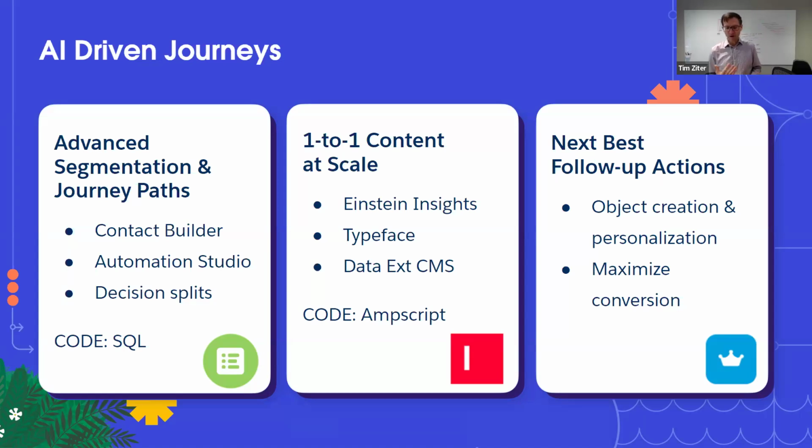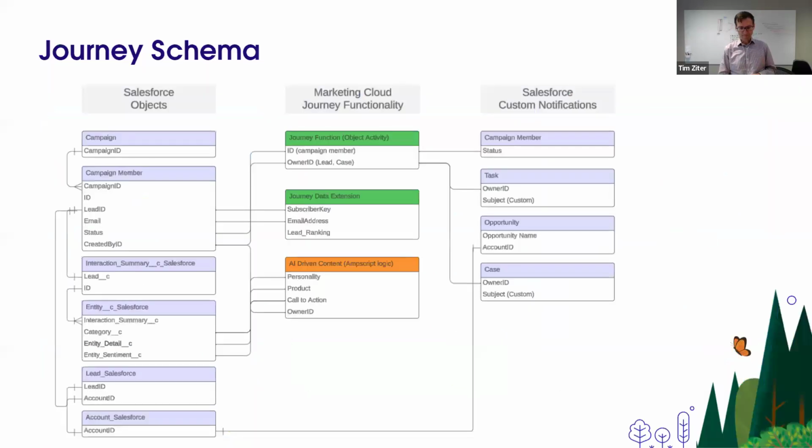And last but not least is how we can use this AI data to provide the next best follow-up action for those sales teams. As we are creating those different sales follow-up steps, we dynamically use that AI data to create the perfect follow-up step and personalize it to maximize conversion in the sales process.